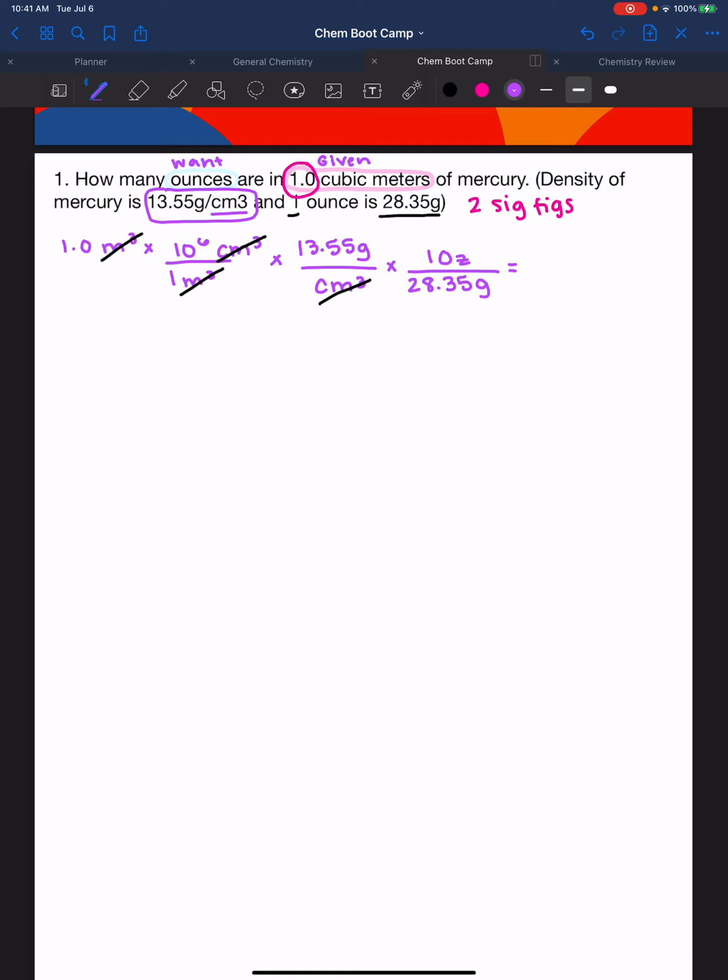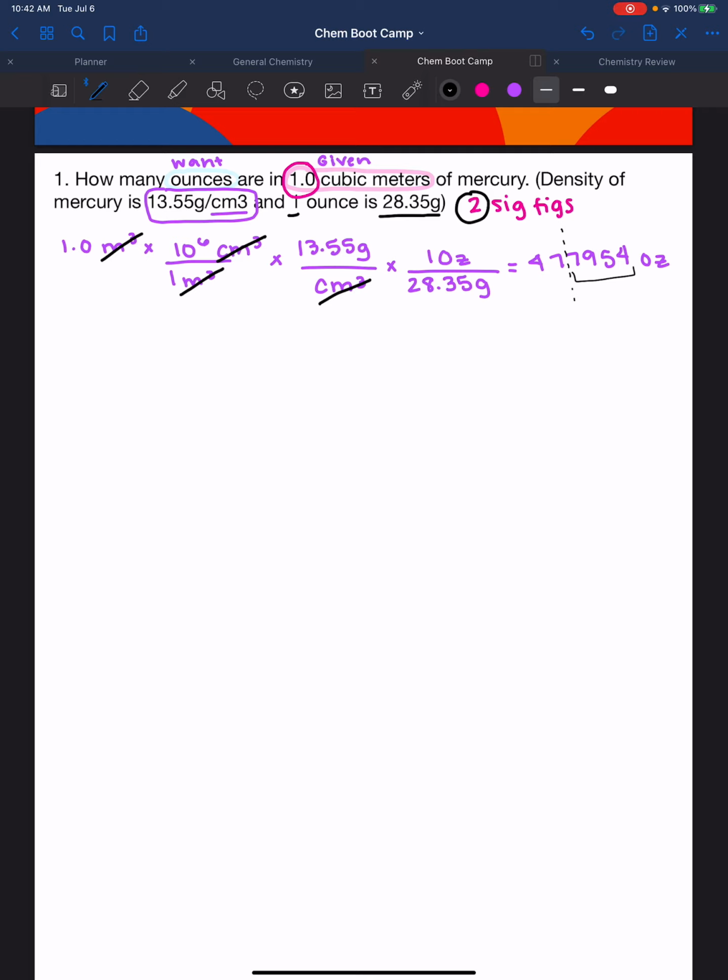So finally, when we do the math, we will get 47794, and this will be ounces. You don't want to stop there, however. We figured out that we had 2 sig figs, right? So in order for us to do that, I always draw a line to where the sig figs should end.